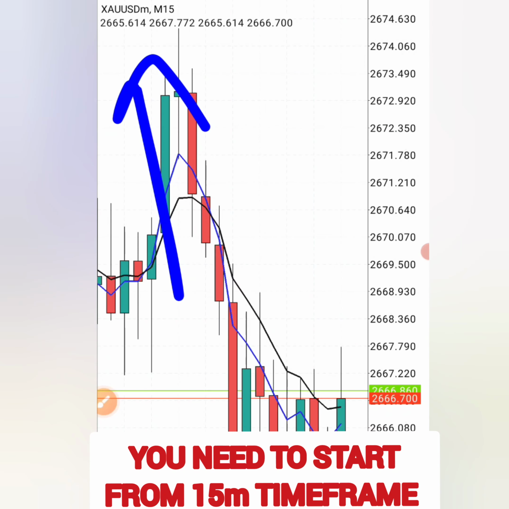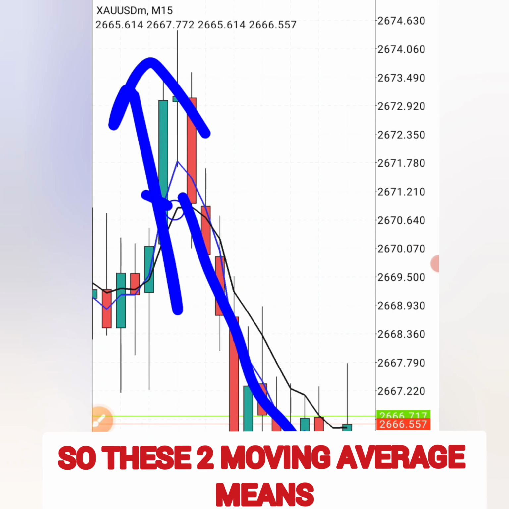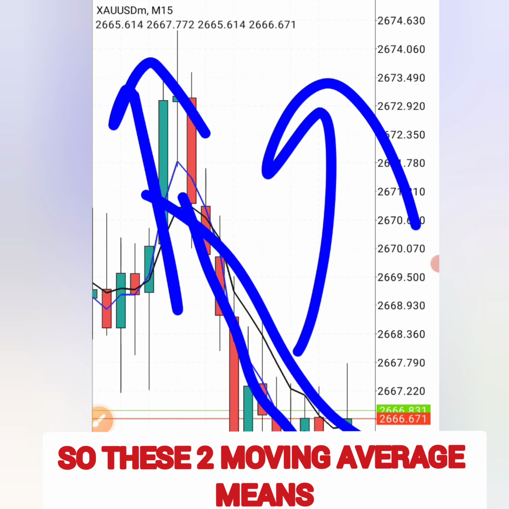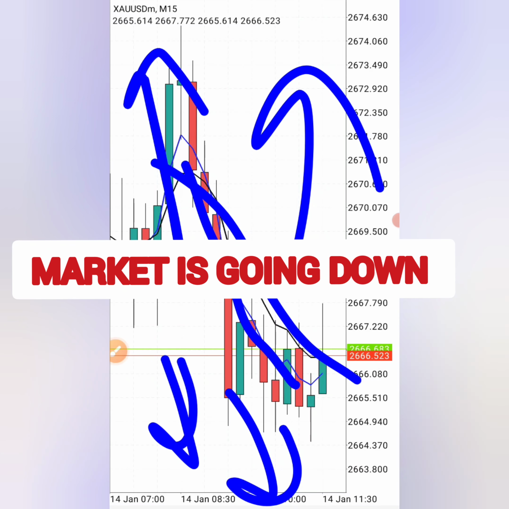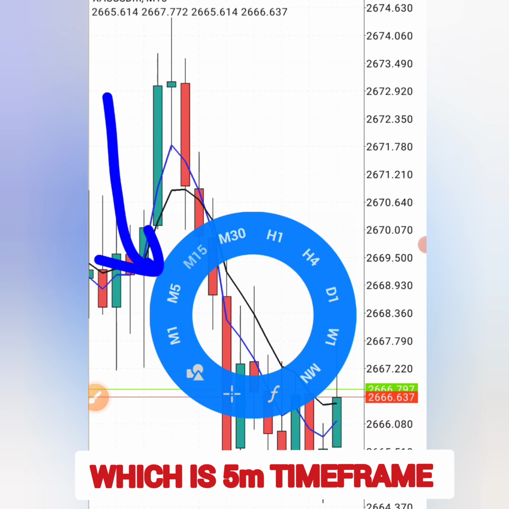So you need to start from the 50-minute time frame. Look at the blue moving average and the black moving average. Just looking at these 2 moving averages, which direction is the market going, up or down? Here it's really easy. The market is going down, which means you now need to move to the next time frame, which is the 5-minute time frame.